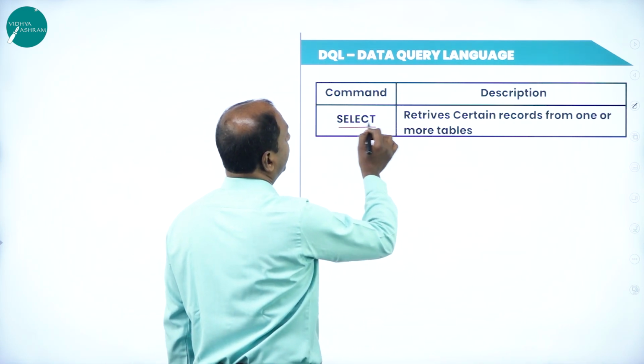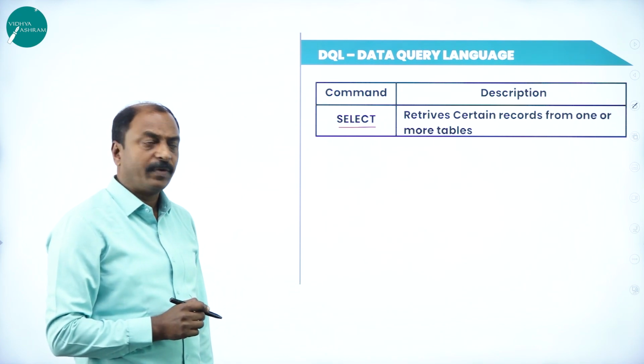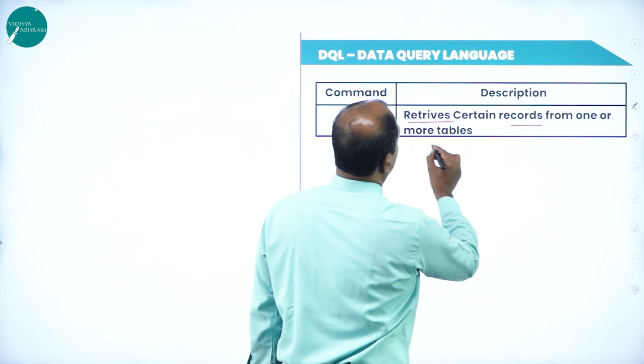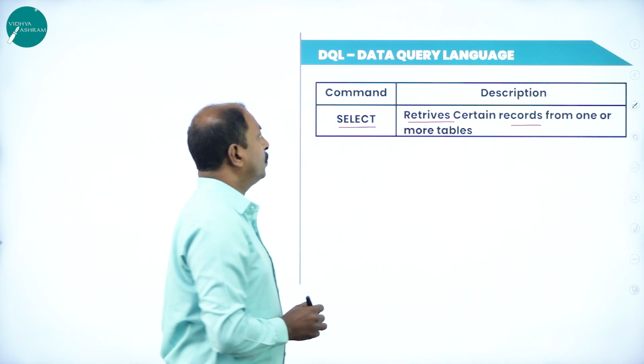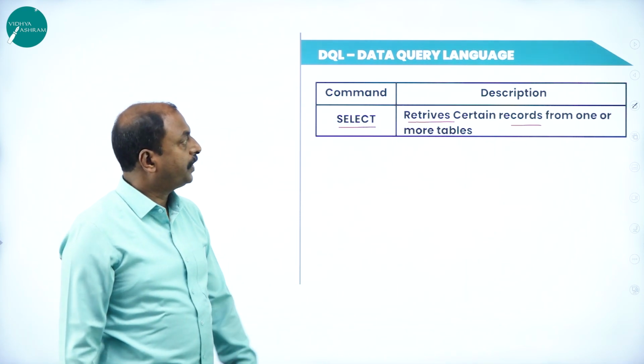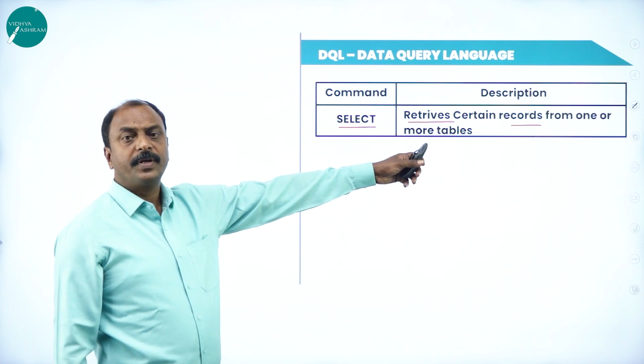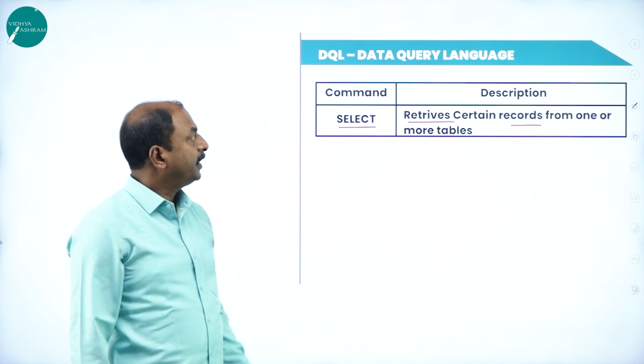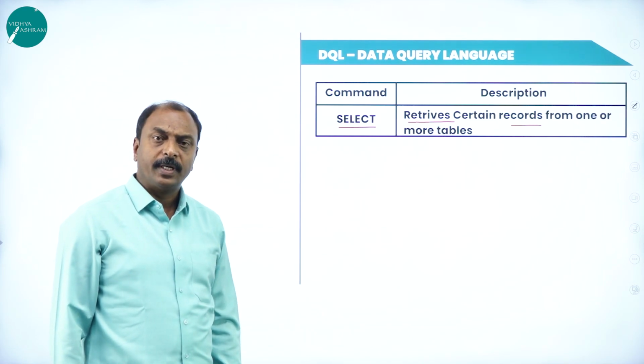We have the select command here, or select query. It retrieves certain records from one or more tables. The select command is used to retrieve the data of different records within a table or more than one table. These are all different SQL commands.